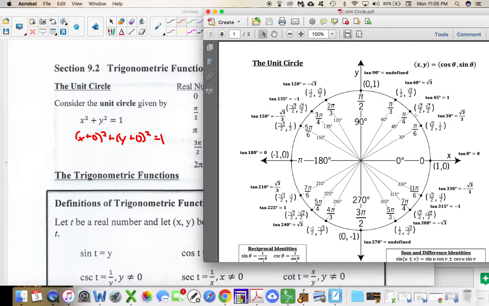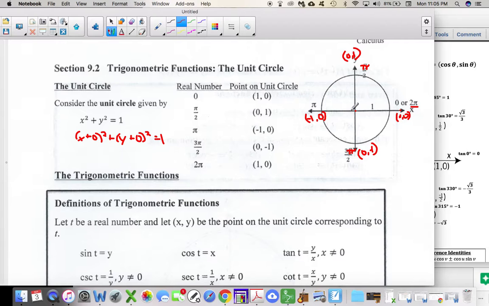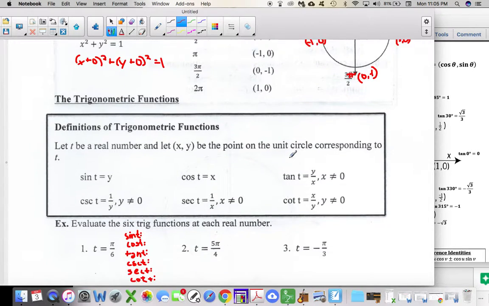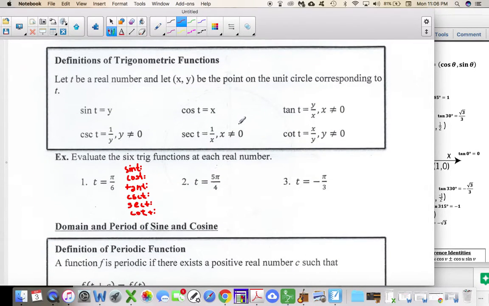In addition to that, I want you to know the coordinates for pi over 4, 3 pi over 4, 5 pi over 4, and 7 pi over 4. They're either square root of 2 over 2, comma square root of 2 over 2, or positive or negative versions of that. So I want you to have those memorized. And then we'll talk about pi over 6 and pi over 3, how you get to those points. So be studying those so that you know those for sure. This is going to get pretty easy for you. Hold on just a second.